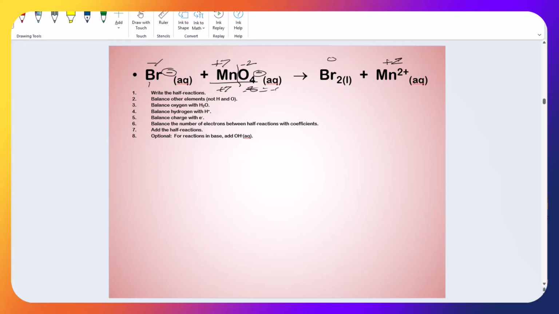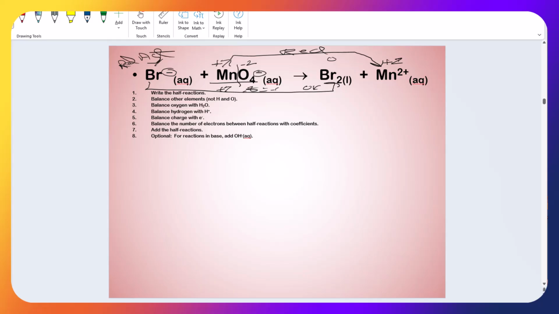Let's see what happens. Bromine goes from -1 to 0. So it's losing negative charge in the form of electrons. That is definitely oxidation. Manganese at +7 in permanganate is being reduced to +2. That is reduction. Now, since bromide ion is being oxidized, that makes it the reducing agent.